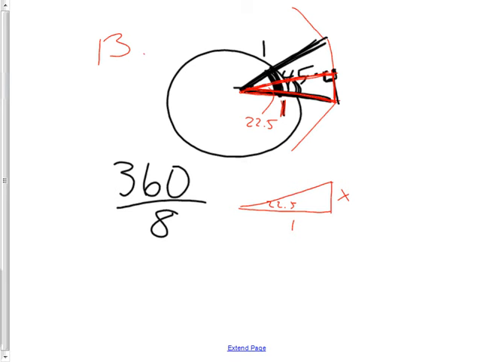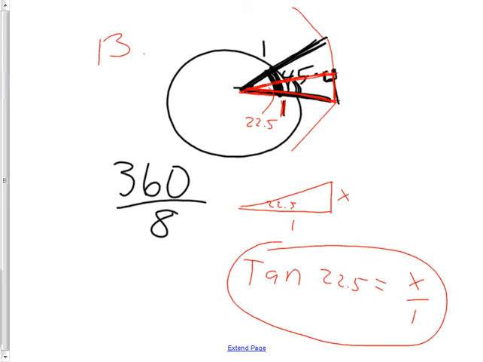You must say sine, cosine, or tangent. So which one has opposite and adjacent? That's tangent. Tangent of 22.5. Tangent is opposite over adjacent, x over 1. And x over 1 is the same as x. And you might say, but I don't have a calculator. Well, then the answer is tangent of 22.5. Because x over 1 is just x, so x equals tangent of 22.5.